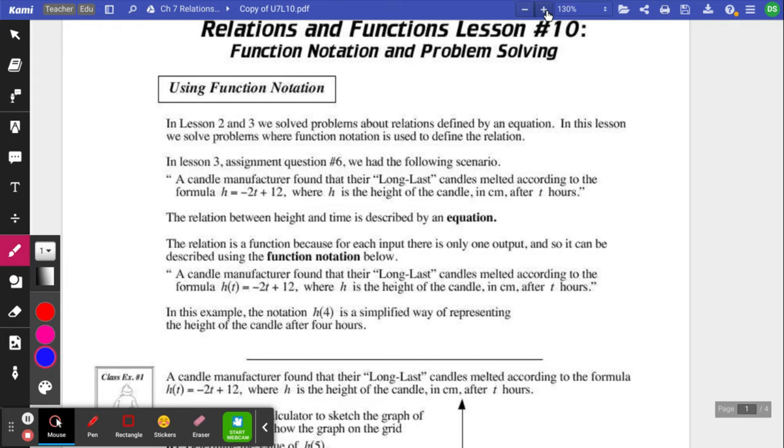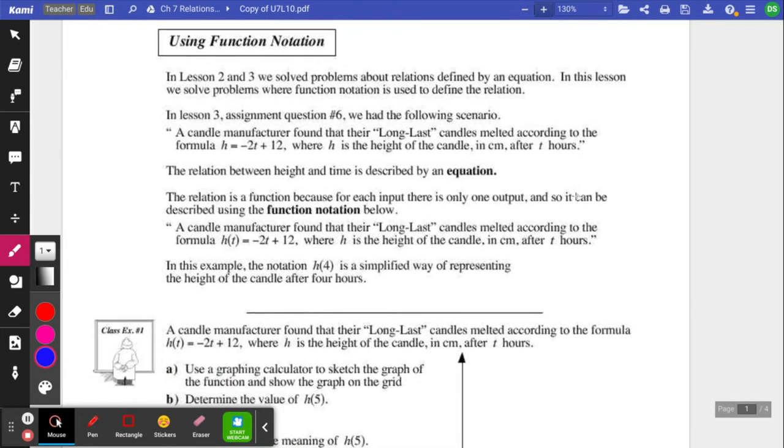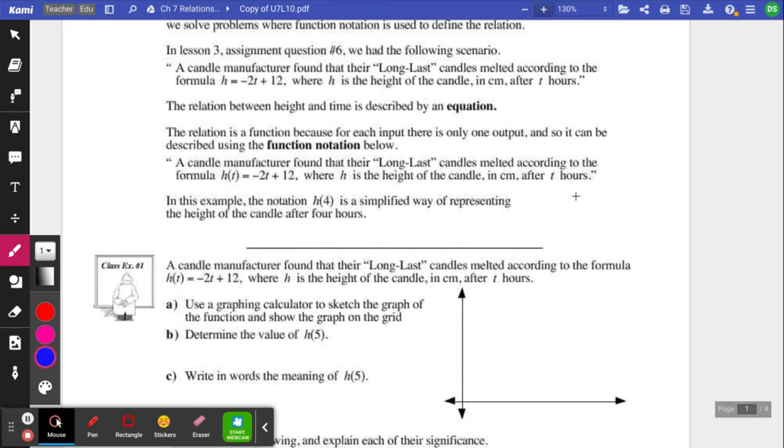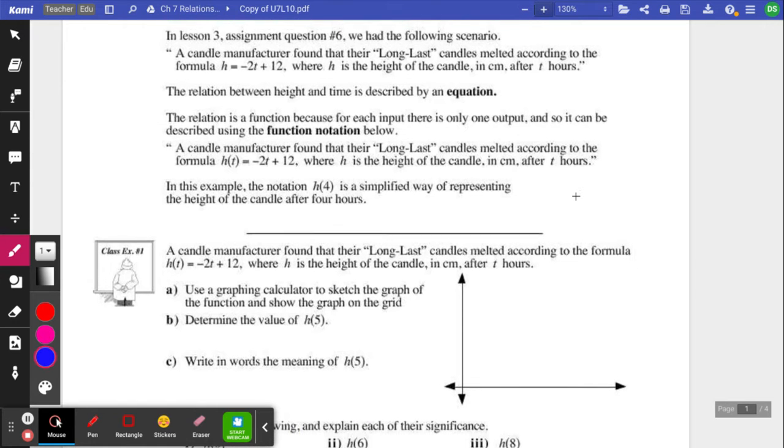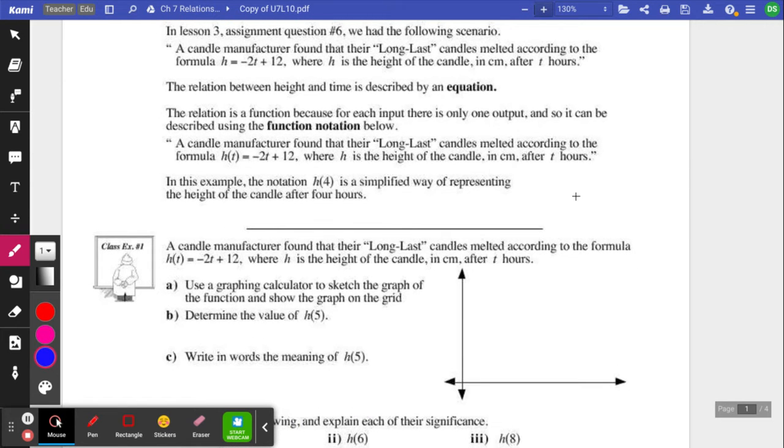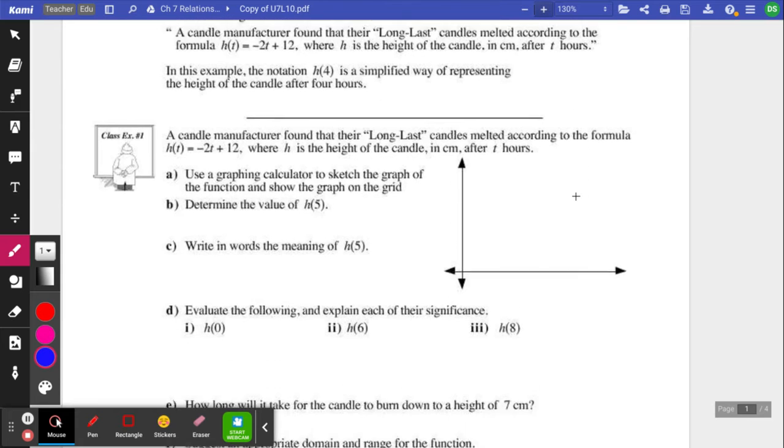Instead of putting an H for the height of the soccer ball, we put H of t. That little parenthetical note means this is a function, and we're going to input time into it. That's all that we do different between these two equations. So this was in the last lesson, assignment lesson 6. We did this question about candles and how long it lasts. Let's go do this, okay?